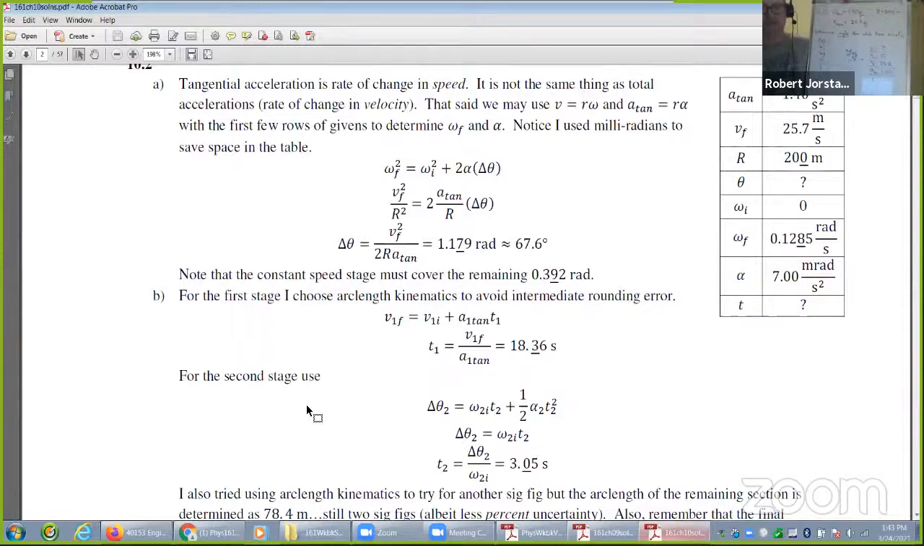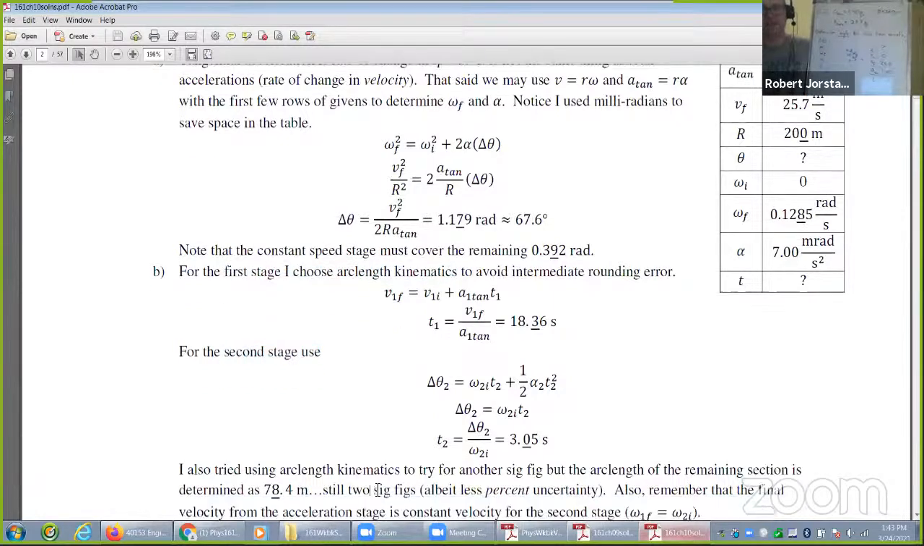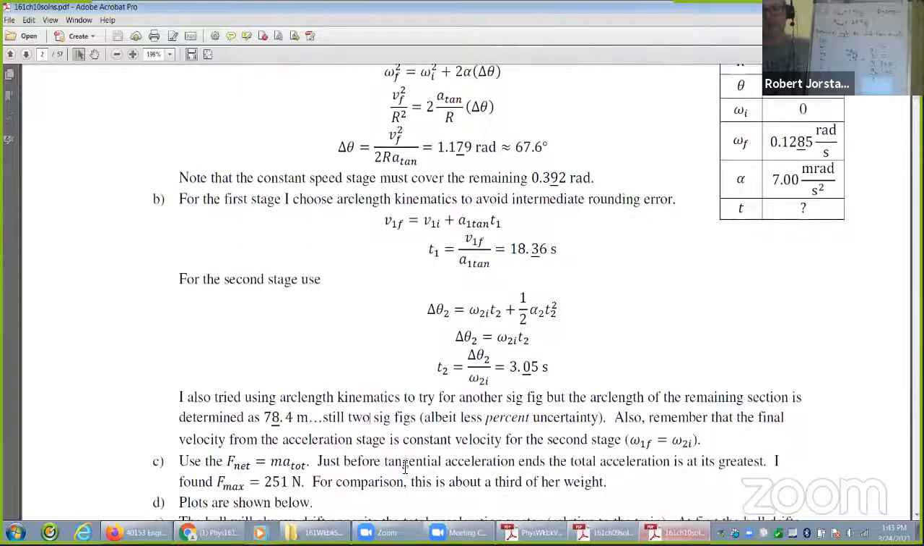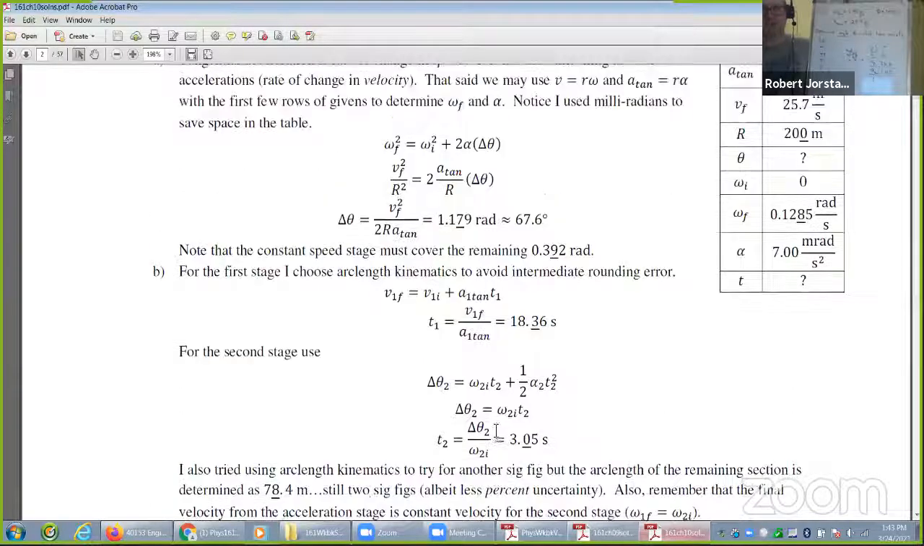Isn't this weird? First stage, arc length kinematics. Second stage, angular kinematics. Okay, so I did some stuff. Check the sig figs. Let's go back and see the question here.